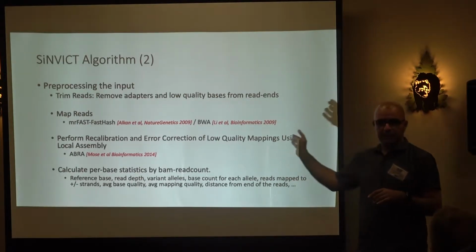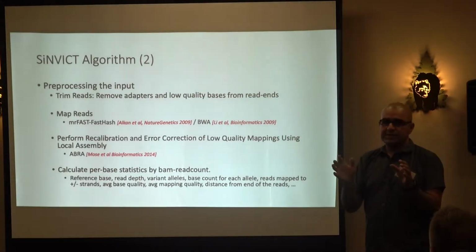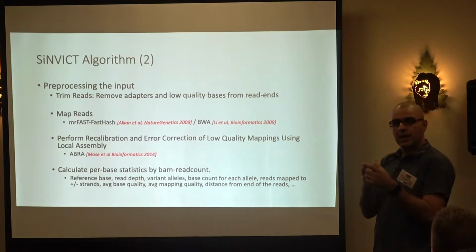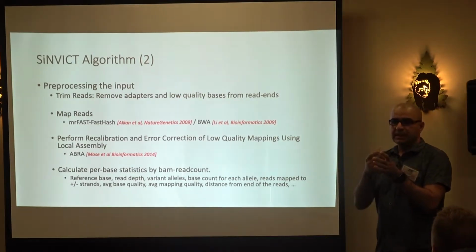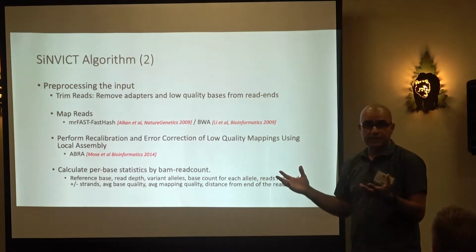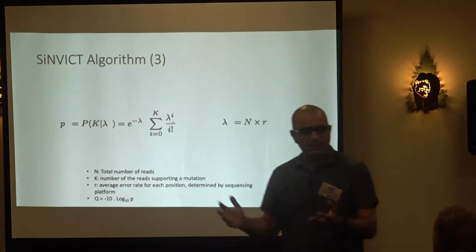I'll talk a little bit about this one because these are short fragments. Whatever technology we use these days, there are longer reads, like 75 bases, 100 bases, so you will end up with overlapping reads. You can actually maximize the information from these overlapping reads to recalibrate the quality of the reads in those regions. And obviously, you calculate the base statistics on the genome.